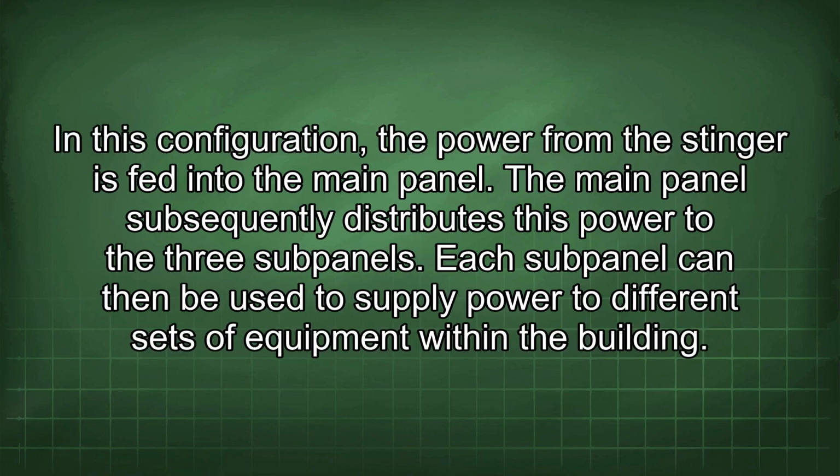In this configuration, the power from the stinger is fed into the main panel. The main panel subsequently distributes this power to the 3 subpanels. Each subpanel can then be used to supply power to different sets of equipment within the building.